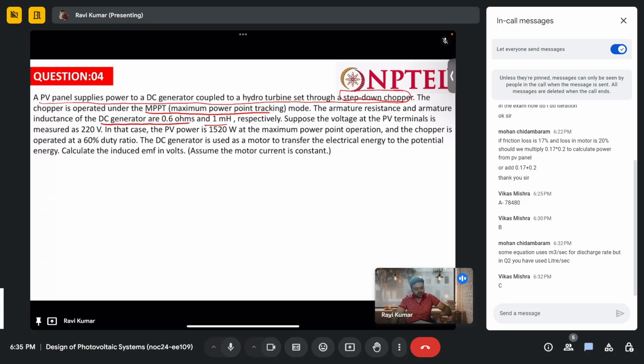Then suppose the voltage at the PV terminals is measured as 220 volt. In that case, PV power is 520 watt at the maximum power point. And the chopper is operated at 60% duty ratio. We can say the DC-DC converter. A DC generator is used as a motor to transfer the electrical energy to potential energy. Calculate the induced EMF in volts. Assume the motor current is constant. We just need to find out the EMF of this motor. And these are the options.